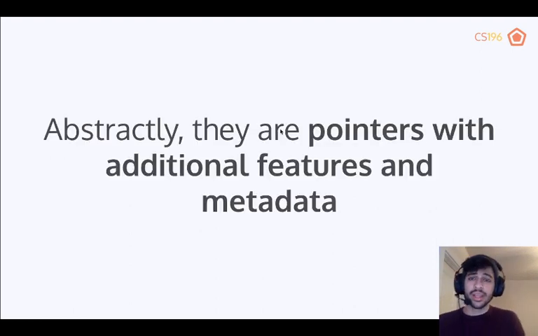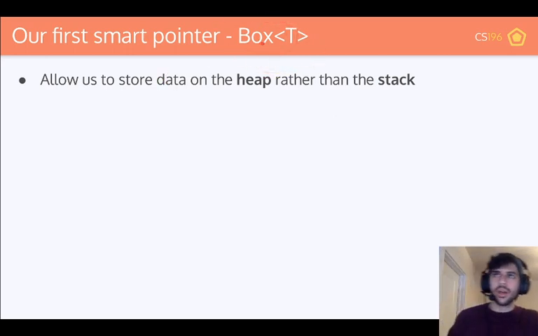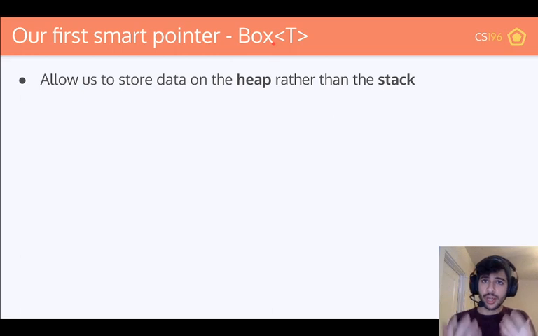So if we know what a pointer is, what is a smart pointer? Well, abstractly, again, they are just pointers, but they have additional features and metadata. These additional features are what makes it a smart pointer. So let's talk about our first smart pointer, which is known as the box smart pointer. A box is a pointer, but the reason why it is a smart pointer is because of the additional features that it provides. And so what are these additional features?